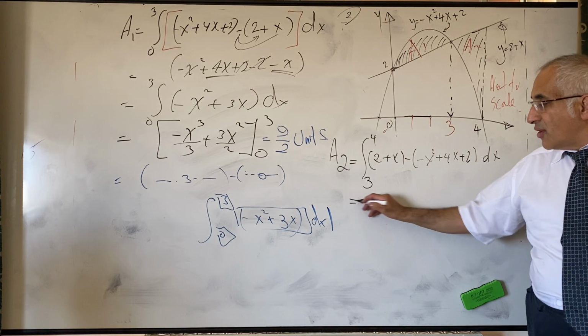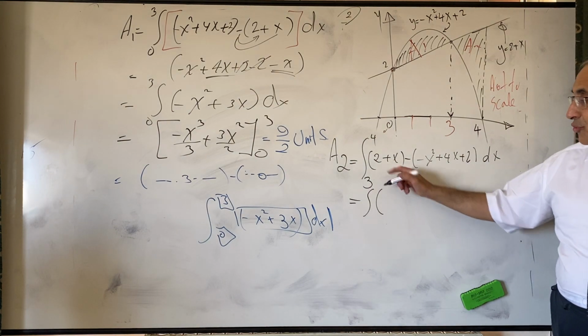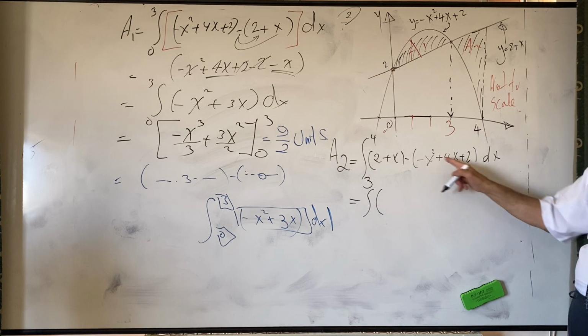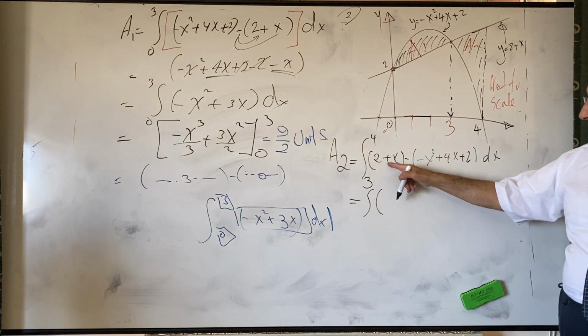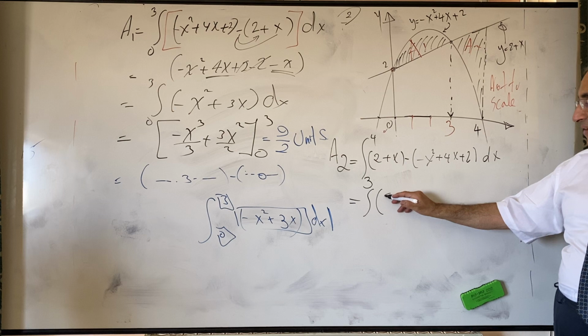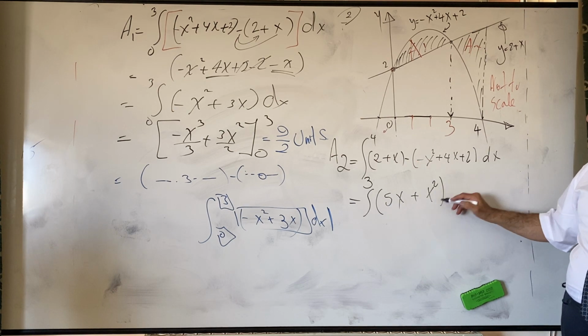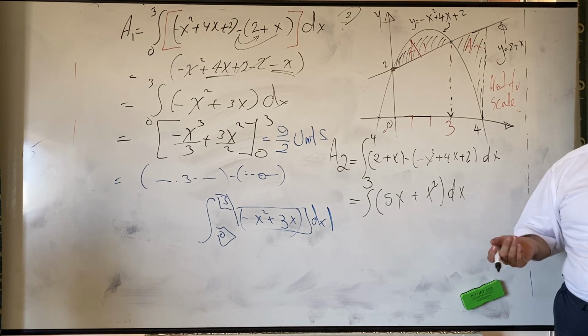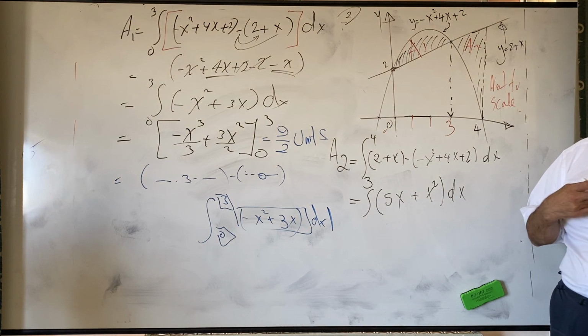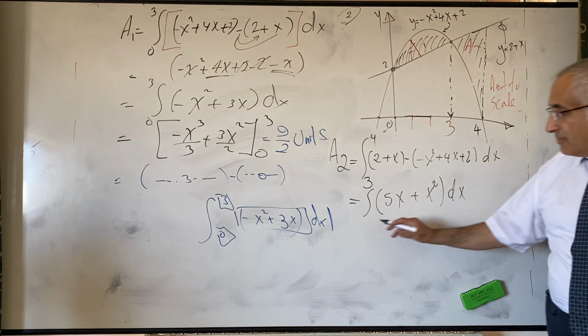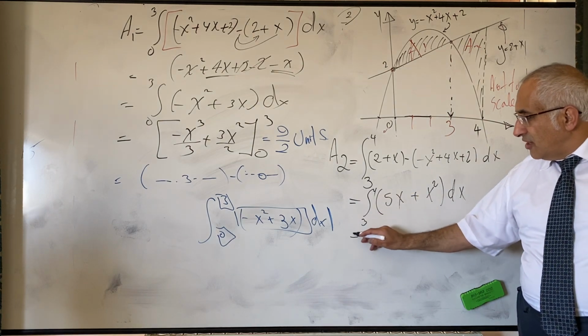Let's simplify this further before I integrate. 2 plus x, 2 minus minus 2, bye-bye. X minus plus 4x, 5x. Minus minus plus x squared. Can I do it here? I'm good. I'm responsible. If I made a mistake, it's my problem. You don't make that mistake. 3 to 4. Can I integrate that?